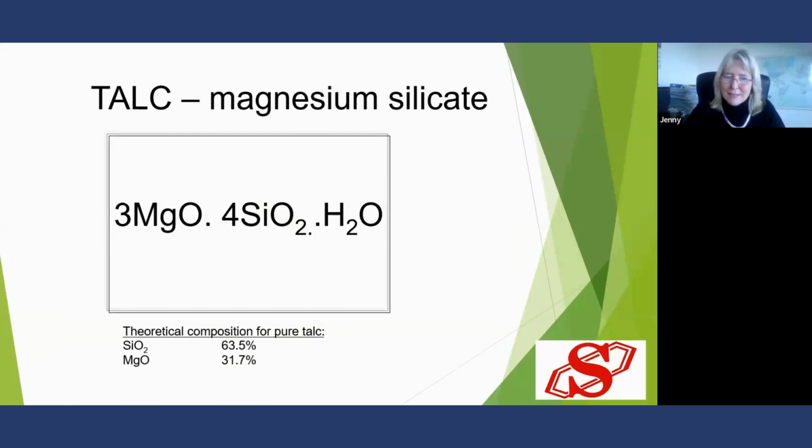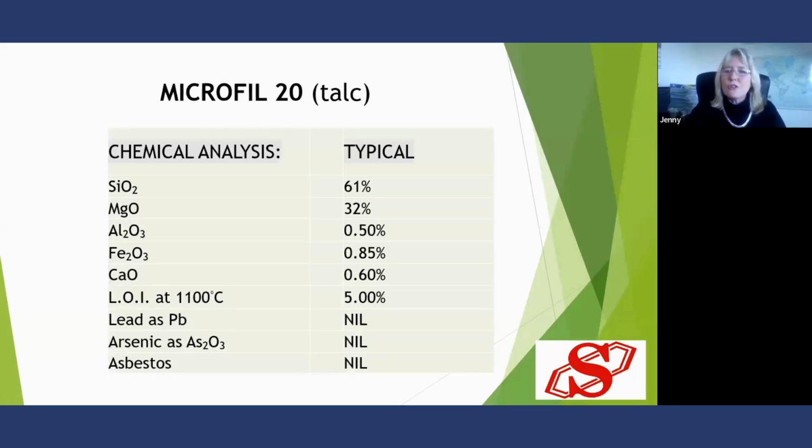Another example is talc. Talc is magnesium silicate, and its chemical formula can be written this way. It's magnesium oxide and silica. Also not separated, they are in the crystal structure of the talc. And the theoretical composition for pure talc, again, you can work it out or Google it, is 63% silica and 31% magnesium oxide.